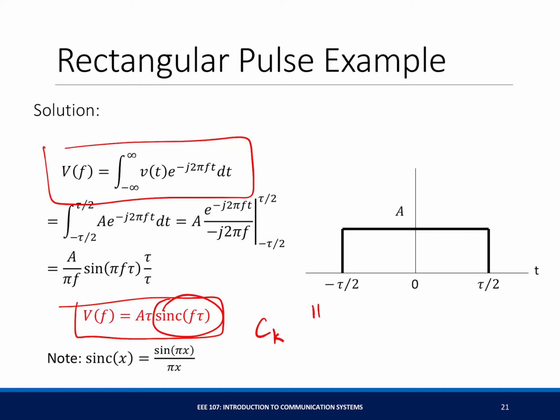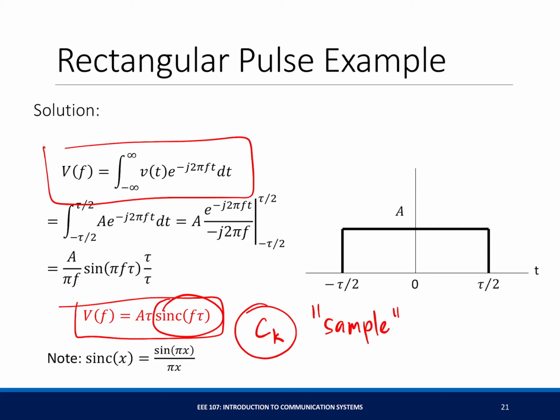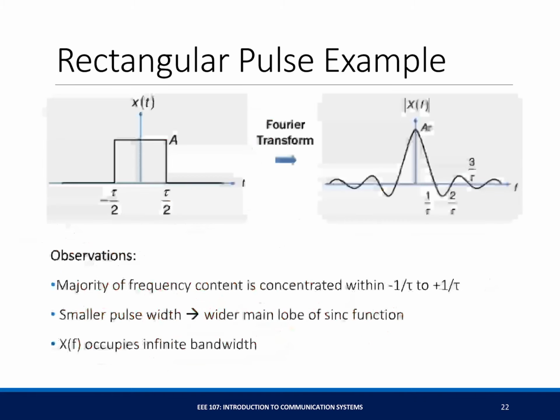Okay, and if you sample that, depending on the frequency, or the period, of your rectangular pulse train, you get the Fourier series of your periodic rectangular pulse train. And that's how the Fourier transform and Fourier series relate to one another. Okay, so if you get the Fourier transform of a rectangular pulse, you get a sinc function for its magnitude.